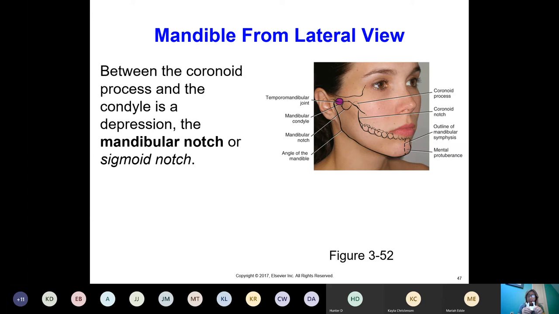Yes? Okay, so that's exactly right. This is what you're actually feeling: where the articulating surface is rotating with the temporal bone, and you're putting your fingers right next to it and feeling it move.